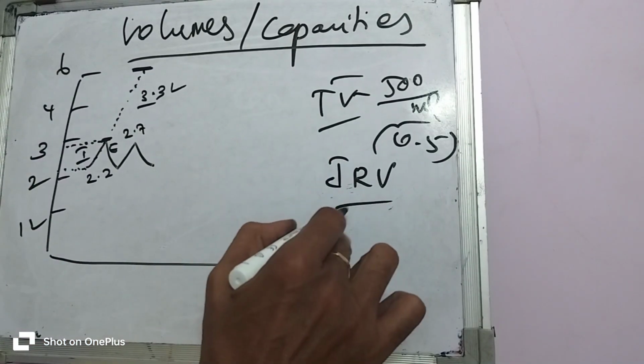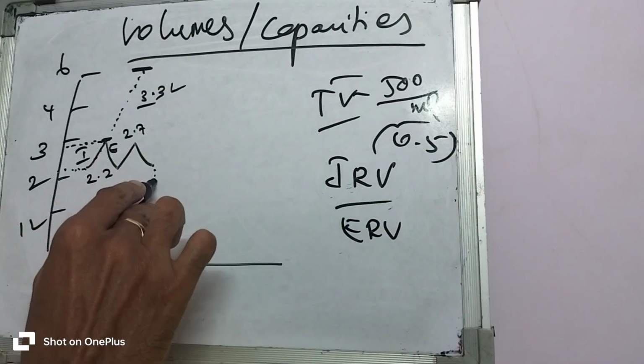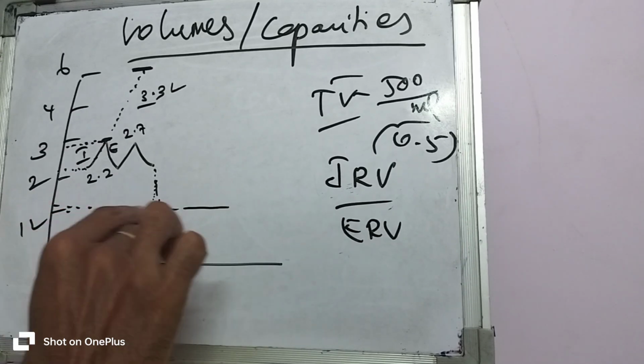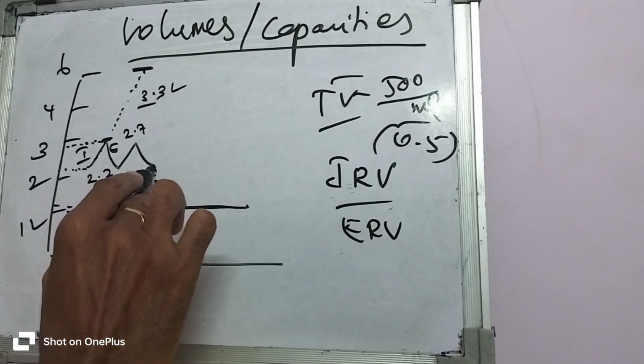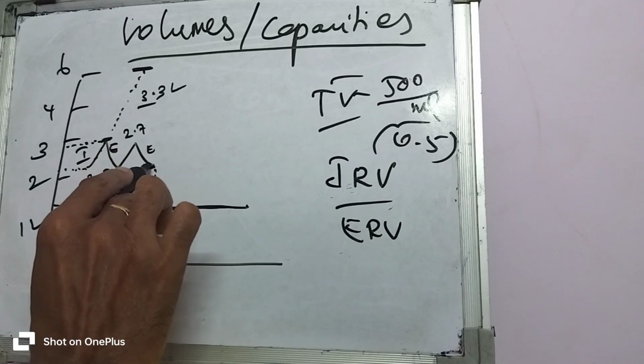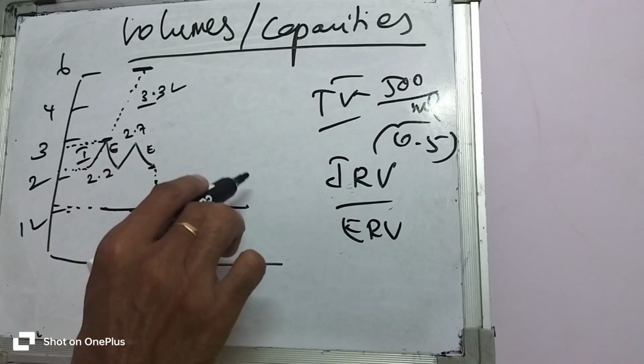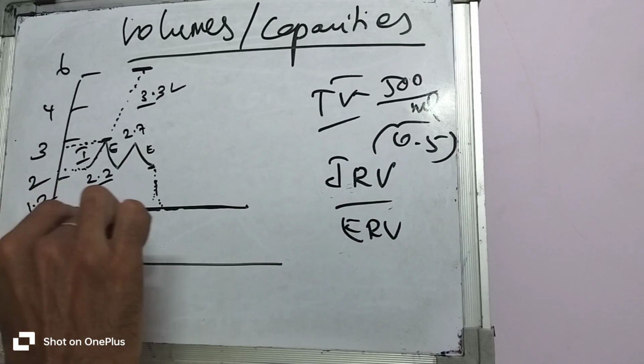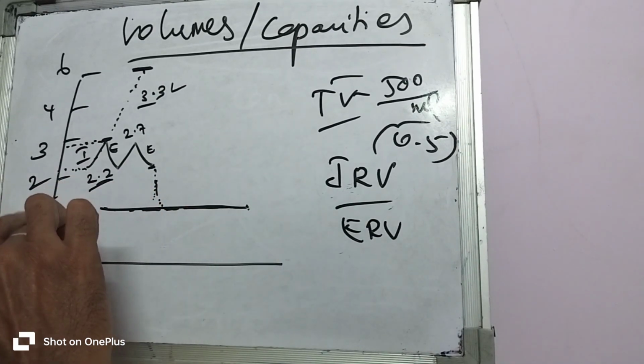Then we have expiratory reserve volume, that is the extra volume of air that is expired to the maximum expiratory level. Say this is the maximum expiratory level. So this is the extra volume of air that is expired from the normal expiration with the maximum expiratory effort. It goes from 2.2 to 1.2, that is 1 liter.